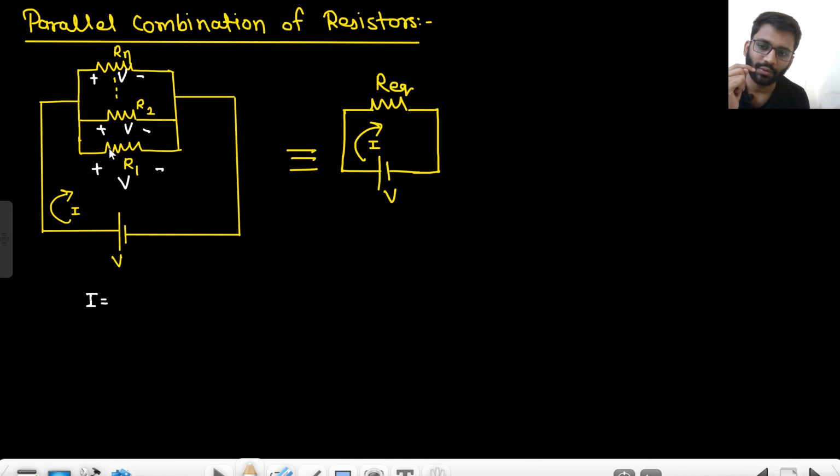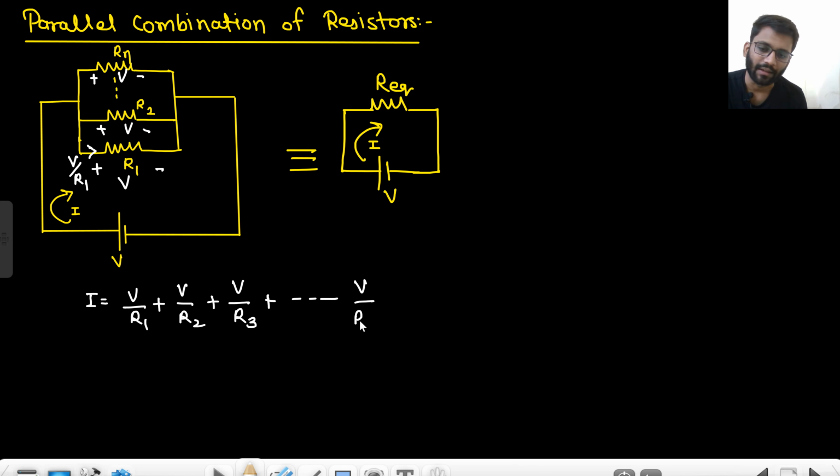So your I is equal to, what is the current through this resistor? V by R1, right? From high potential to low potential, V by R1 current. And across this, V by R2. Similarly, V by Rn. So I is V by R1 plus V by R2 plus V by R3 and in the similar way V by Rn.